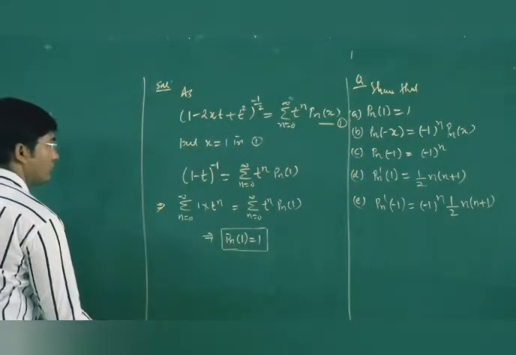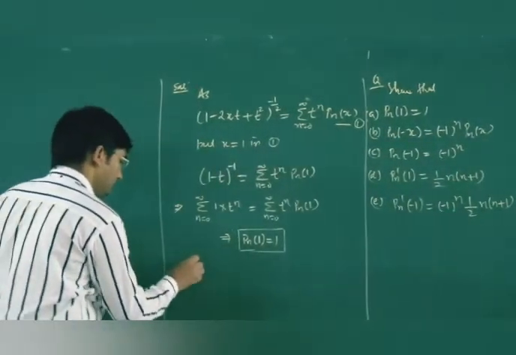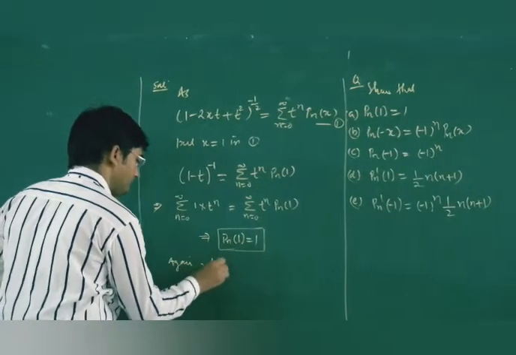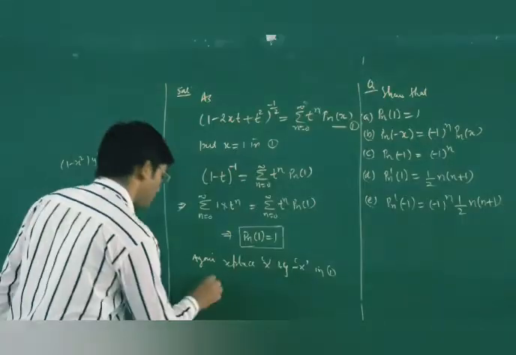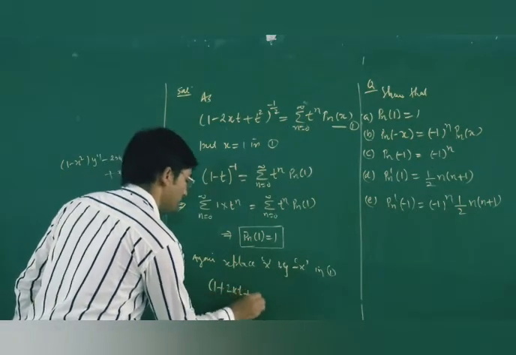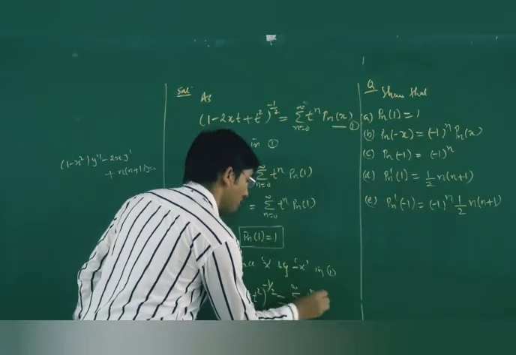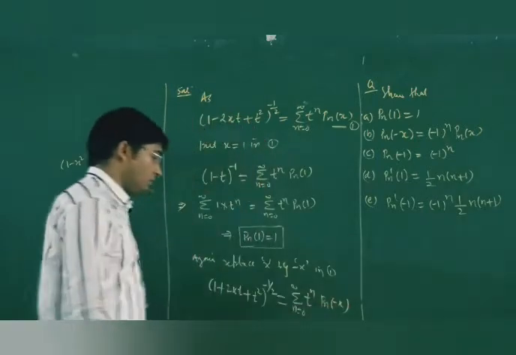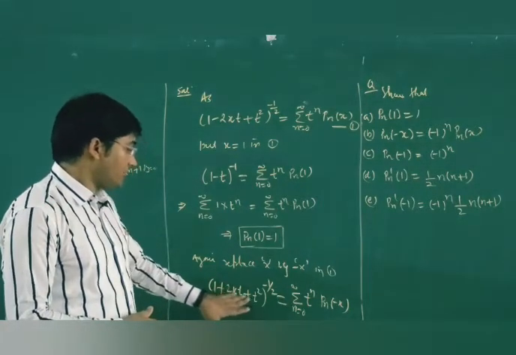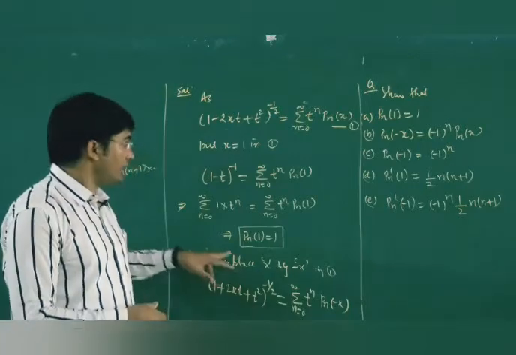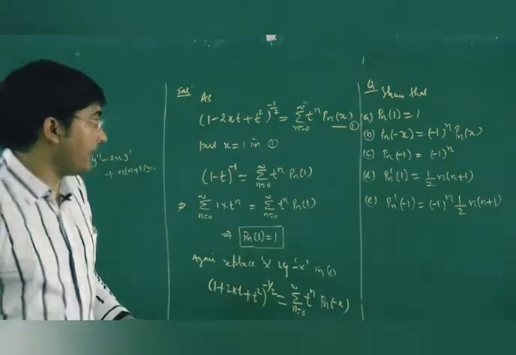Now let us replace x by minus x in equation number 1. We have (1 + 2xt + t^2)^(-1/2) equal to the sum of t^n Pn(-x). So this is our equation. Now let us replace t by minus t, so that the left hand side of equation number 1 and of this equation become the same.